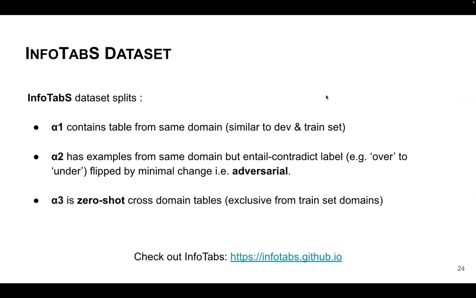So we did this on the InfoTabS task, which contains 3 adversarial tests: alpha 1, alpha 2, alpha 3. Alpha 1 is similar to the train set, with similar domain and the same kind of hypothesis. Alpha 2 has a similar domain, but it's an adversarial test set where the hypothesis sentences are flipped by changing 1 or 2 tokens. So entail is flipped to contradiction, contradiction flipped to entail, and vice versa. Alpha 3 has tables from very different domains, so there's very little key overlap between these tables and the training set tables. So this is a zero-shot, cross-domain setting.